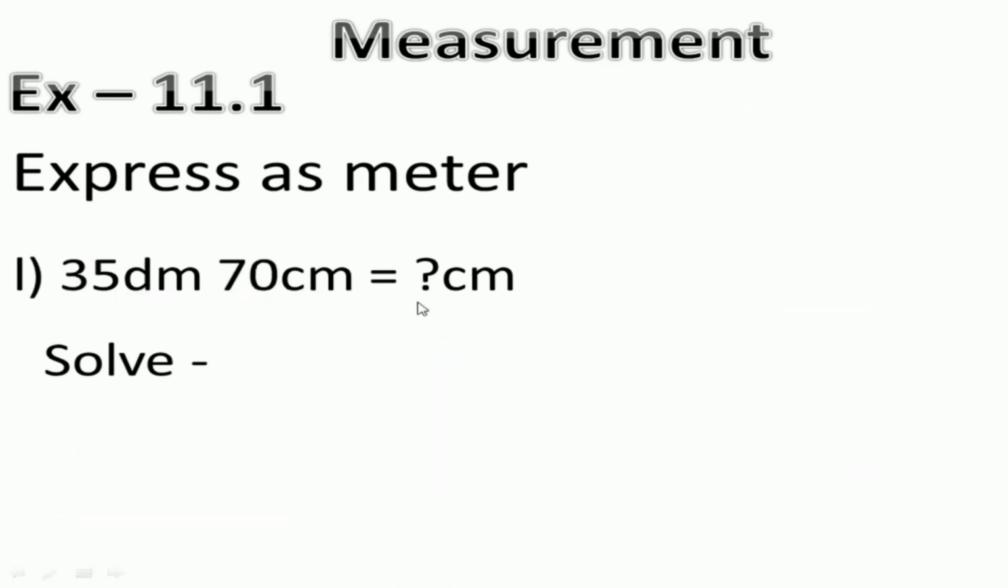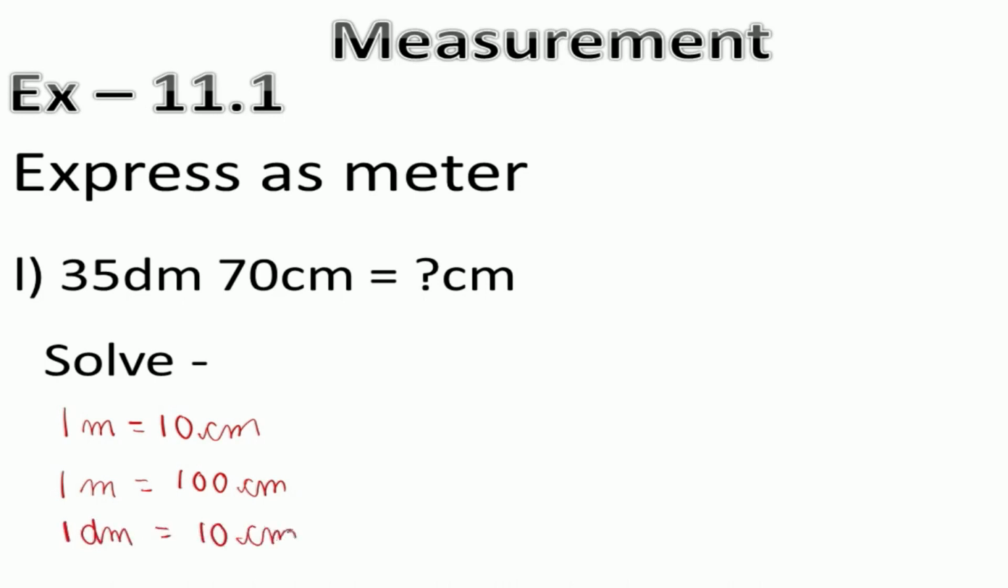Next question is 35 decimeter and 70 centimeter. As we all know, 1 meter equals 10 decimeter and 1 meter equals 100 centimeter. So to convert, we will convert first 35 decimeter to centimeter and then add 70 centimeter to it and then convert it to meter. So 1 decimeter equals 10 centimeter.